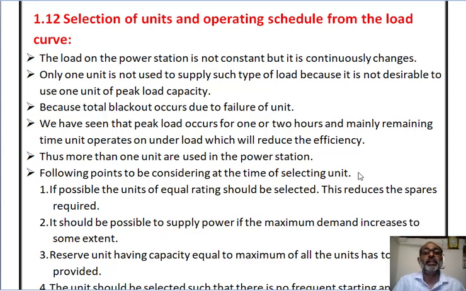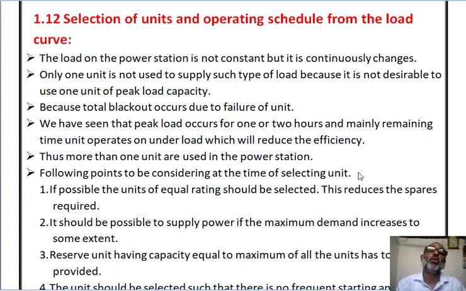Selection of units and operating schedule from the load curve. Now the load on the power station is not constant because it continuously changes. So only one unit is not used to supply this type of load, because it is not desirable to use only one unit of peak load capacity, and another most important thing is that total blackout occurs due to the failure of one unit.